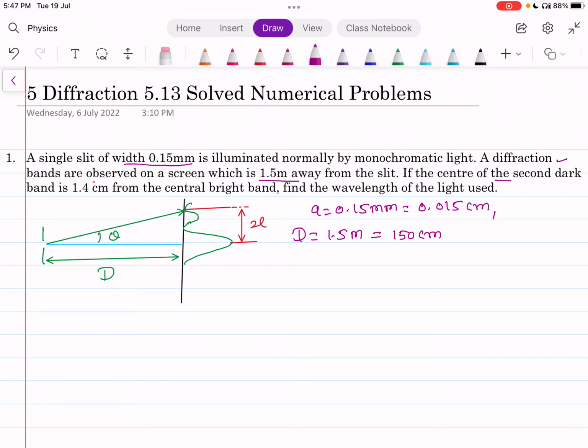If the center of the second dark band, that is the order of the minima is given, m equals 2, is 1.4 centimeter from the central bright band, so x is also given. x is 1.4 centimeter. So these are the given quantities.